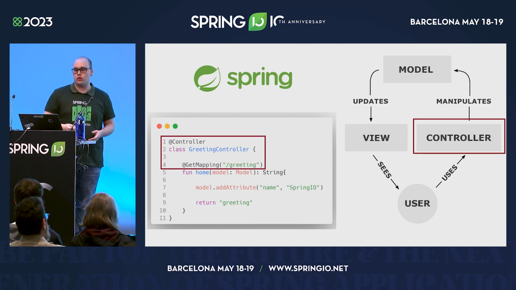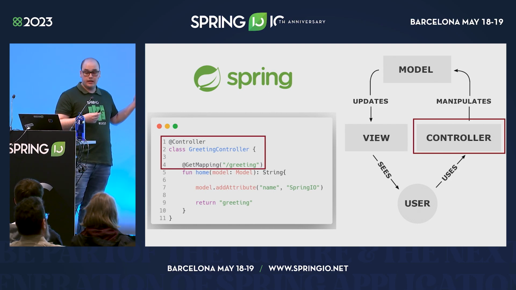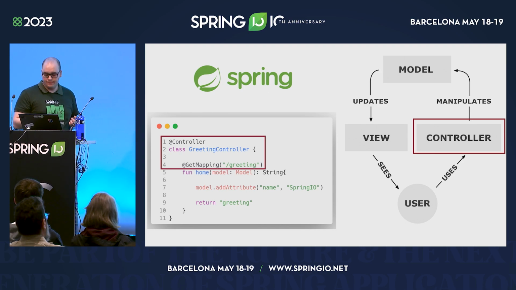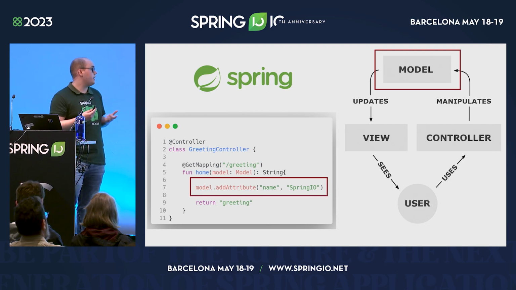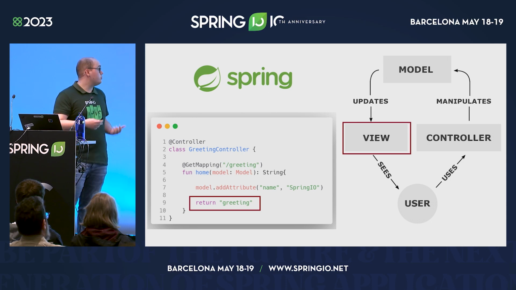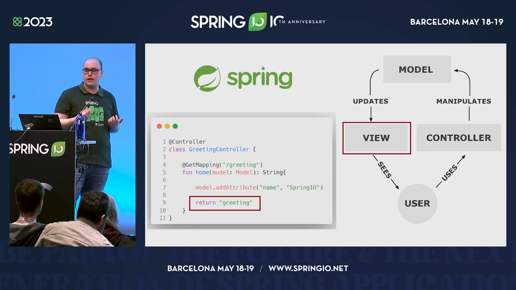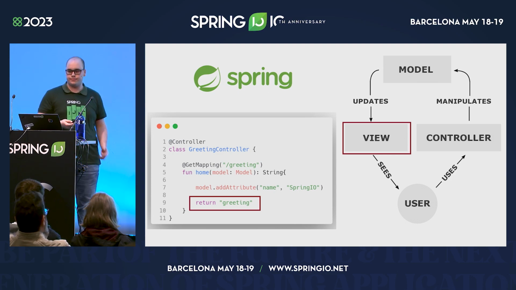With MVC, the controller is responsible to receive the request. Here you can see a get mapping with the path greeting. The controller then changes our model. Here we add the attribute name Spring.io to our model. Then we return the name of the template we want to render. Here it's the greeting.html that lives in our resources folder.